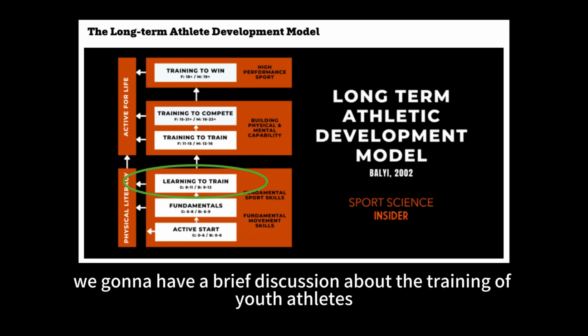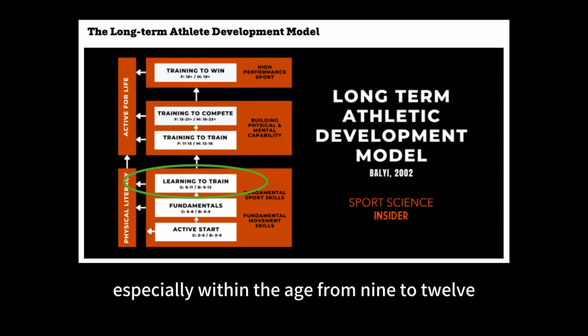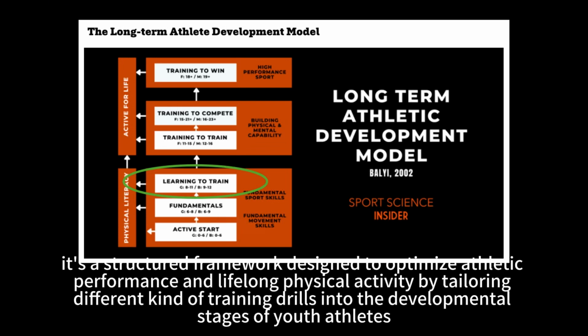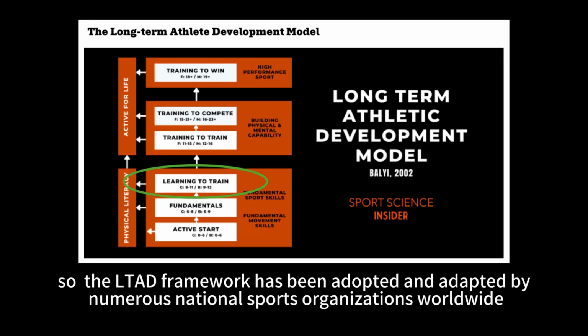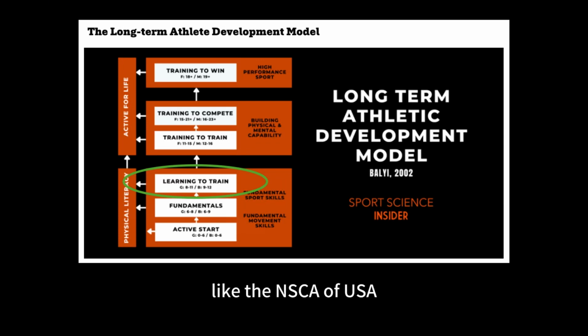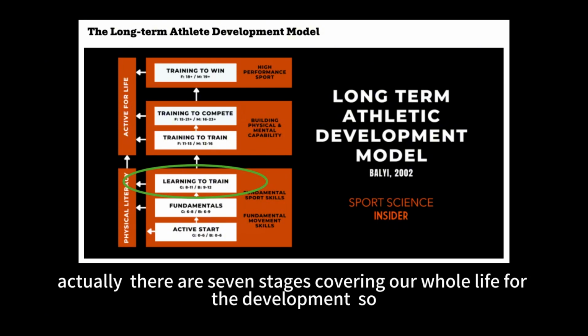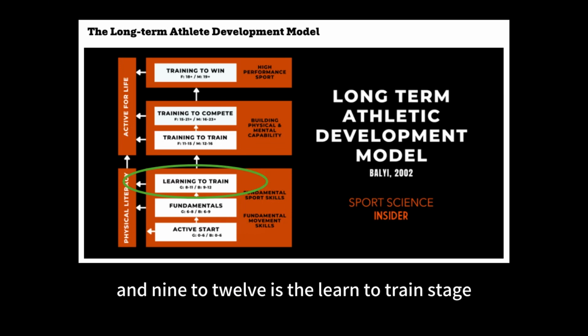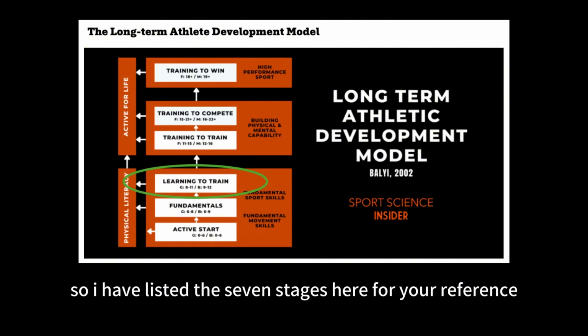Today we're going to have a brief discussion about the training of youth athletes, especially within the age from 9 to 12. Actually, this stage is the learn to train stage, which comes from the LTAD model. It's a structured framework designed to optimize athletic performance and lifelong physical activity by tailoring different kinds of training drills to the developmental stages of youth athletes. The LTAD framework has been adopted and adapted by numerous national sports organizations worldwide, like the NSCA of USA. Actually, there are 7 stages covering our whole life for the development. For example, from age 6 to 8 is the fundamental stage, and 9 to 12 is the learn to train stage. I have listed the 7 stages here for your reference.